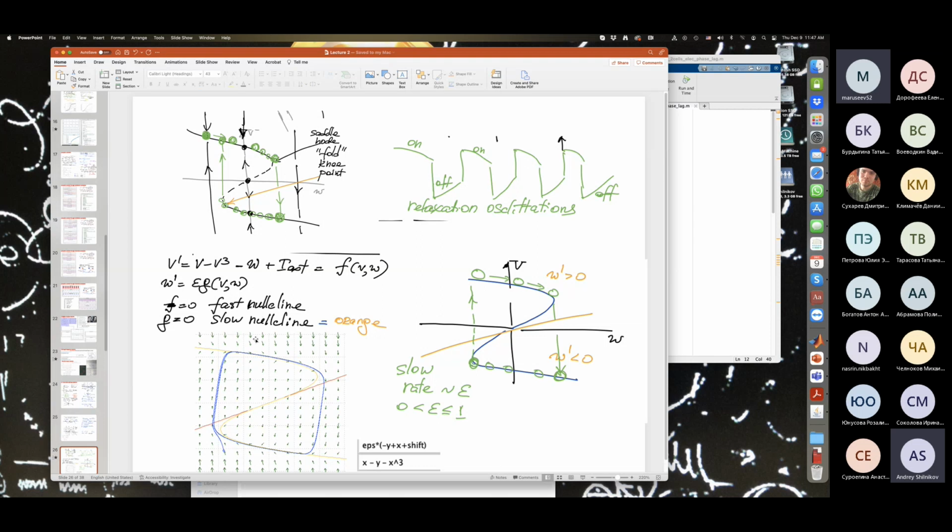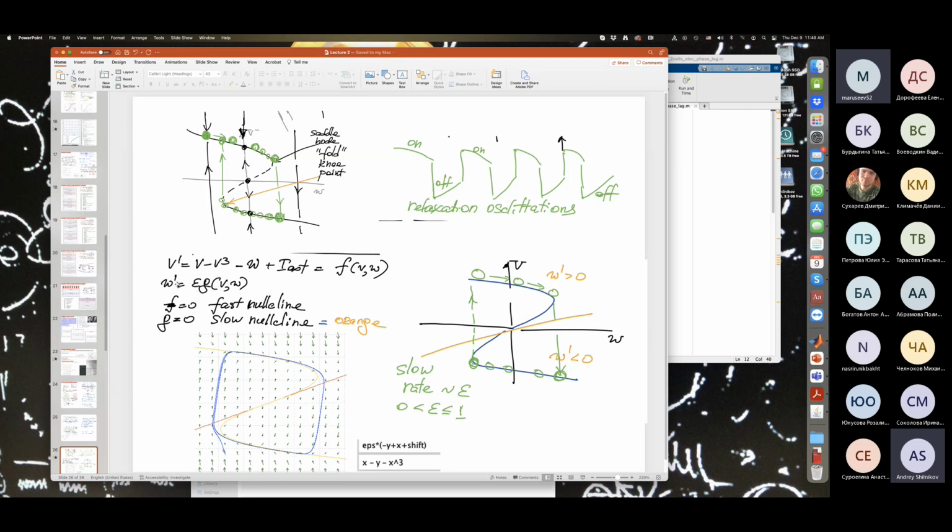And the simplest solution would be to use this function G as just a straight line, shown here in red, okay? And it is supposed to give me oscillation like that. So I'll show you in a second. The equation for W has epsilon, and you see it's just a straight line. Shift moves this red line up and down. This red line is called the slow null line.